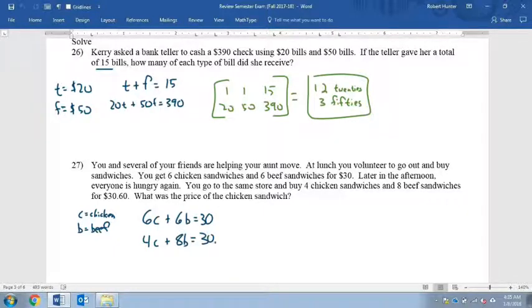So 30.6. Stick it in your matrix. So that's 6, 4, 6, 8, 30, and 30.6. I know I normally do these across with you guys. It's just my mind thinks down instead. But whatever. That's your matrix. Take it to calculator. 6, 6, 30, 4, 8, 30.6.